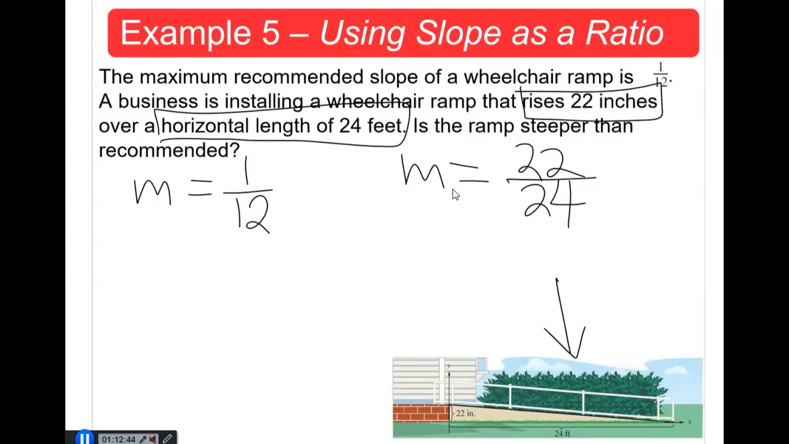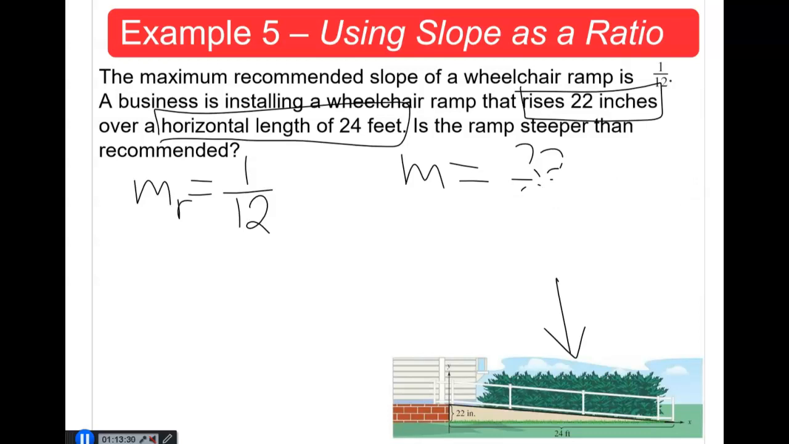So let's just go ahead and differentiate this. This is the recommended, so I'm going to call it M sub R for recommended, and the other one I'll just leave like that. So if I simplify the fraction here, we will have 11 over 12. So if we compared, oh, and I just realized I made a huge mistake. So, oops. The problem here is that I did not pay attention to the units, so don't do that.